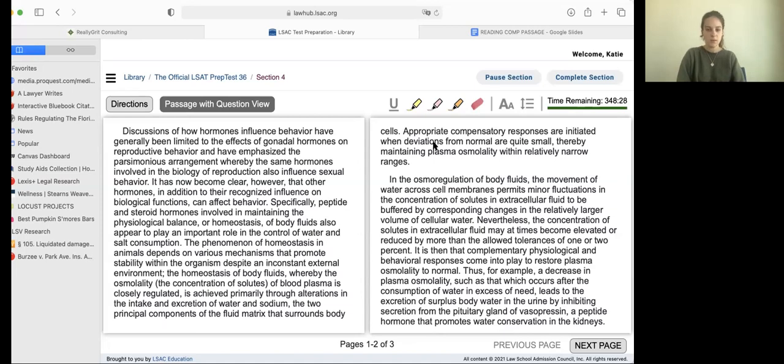The phenomenon of homeostasis in animals depends on various mechanisms that promote stability within the organism. Despite an inconstant external environment, the homeostasis of body fluids, whereby the osmolality, the concentration of solids of blood plasma, is closely regulated, is achieved primarily through alterations in the intake and excretion of water and sodium, the 2 principal components of the fluid matrix that surrounds body cells. Appropriate compensatory responses are initiated when deviations from normal are quite small, thereby maintaining plasma osmolality within relatively narrow ranges.